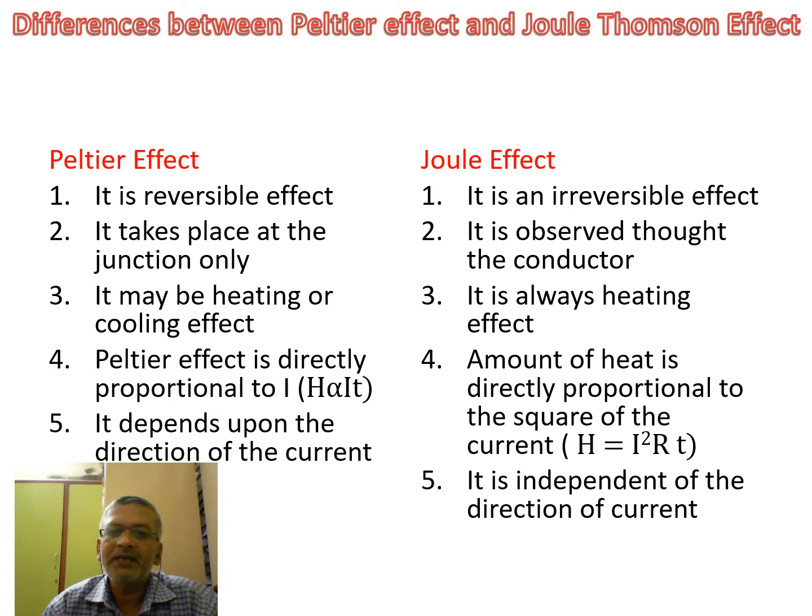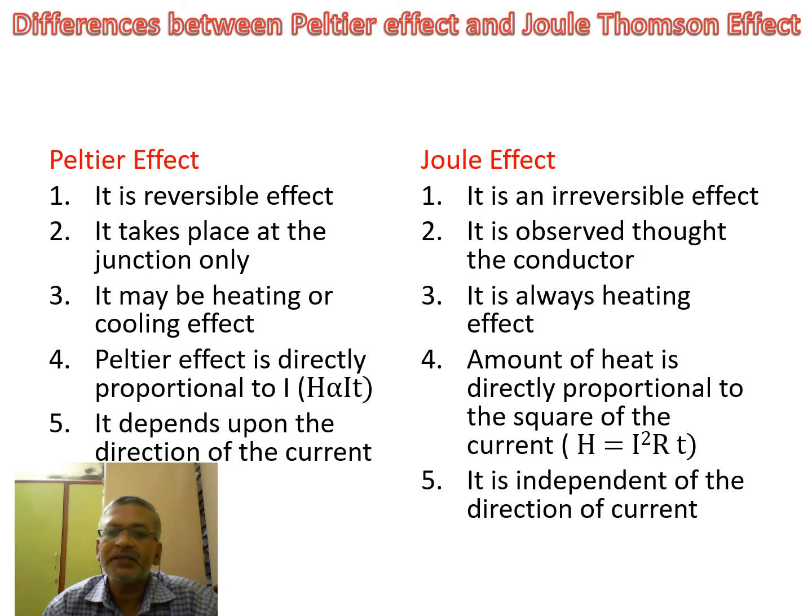The Peltier effect may be a heating or cooling effect, while the Joule effect is always a heating effect. The Peltier effect is directly proportional to the current I, that is H is proportional to It, or H equals pi It, where pi is the Peltier coefficient. While in the Joule effect, the amount of heat is directly proportional to the square of the current, that is H is proportional to I square, H equals I square Rt, where I is current, R is resistance, and t is time.